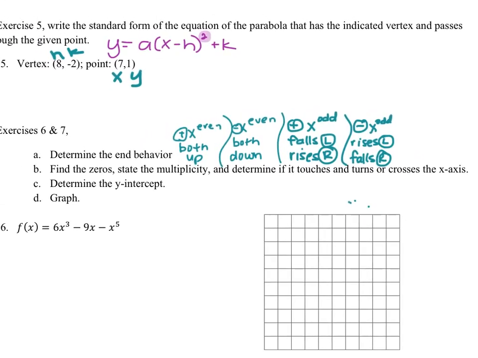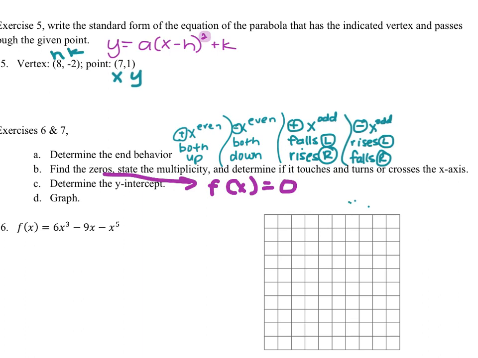To find the zeros, you're going to set f of x equal to 0. Factor it however you need to factor it. Sometimes it's going to be 3 terms you can factor. Sometimes you're going to have to take out a greatest common factor. Sometimes it's the difference of 2 squares. Sometimes it's 4 terms. Be prepared for all the different types of factoring there.